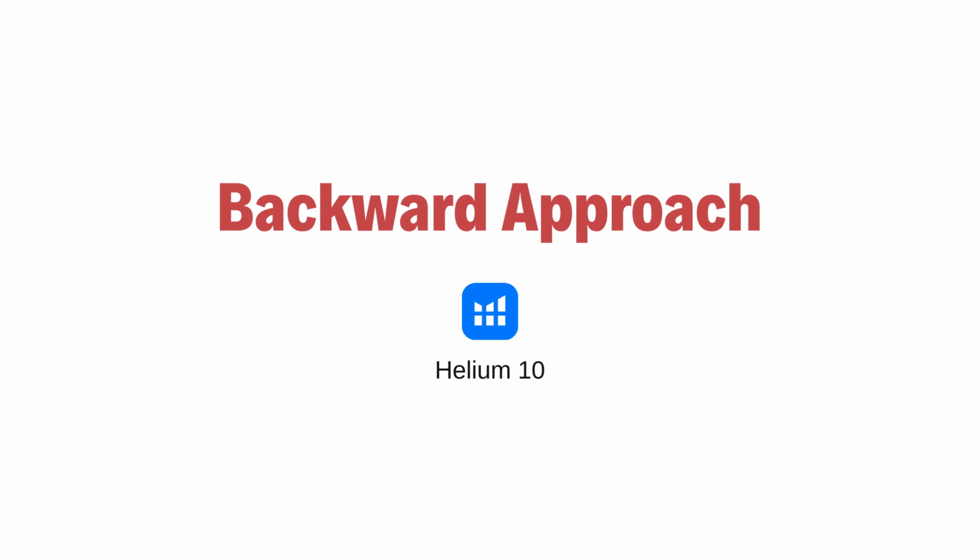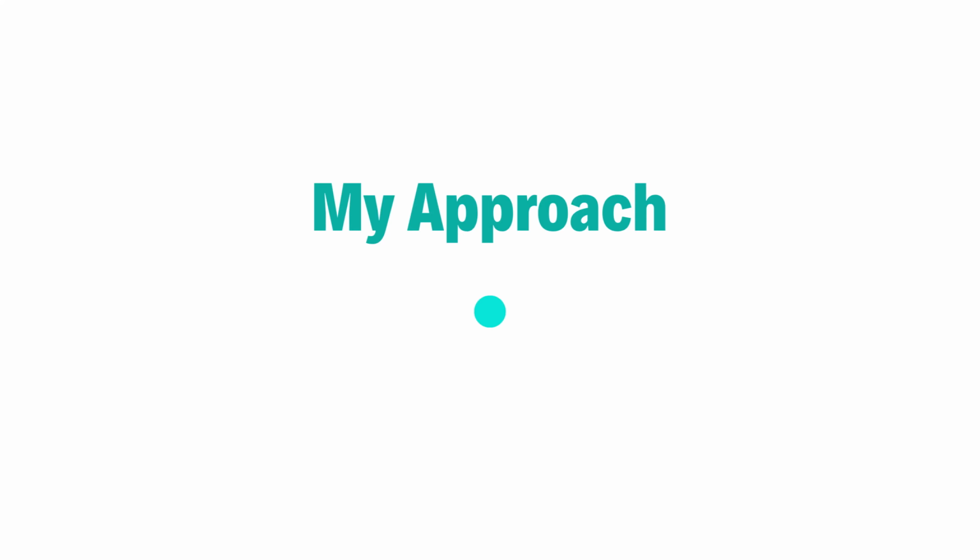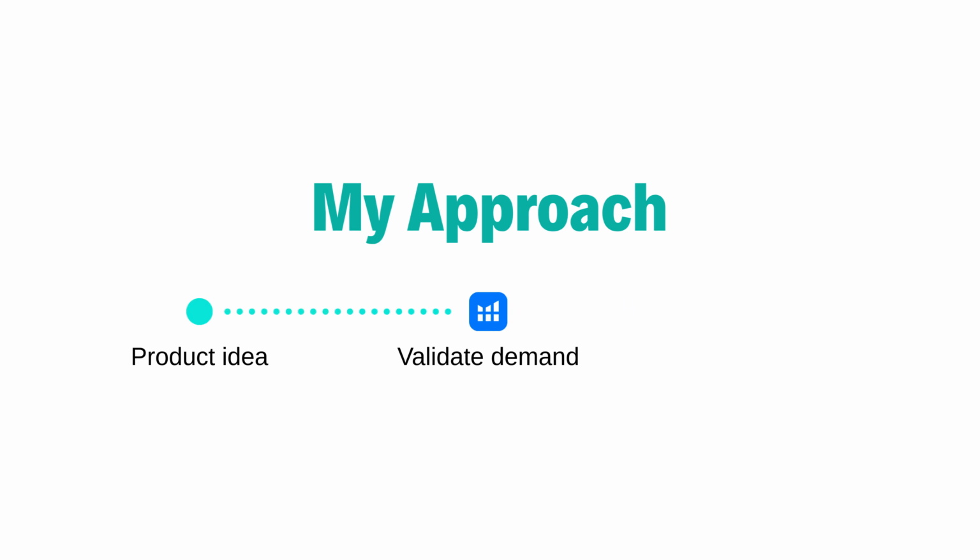Most people validate demand backward. They start on Helium 10, they find high search volume, and they try to design their product to meet it. That's just not how I do it. I start with a product idea, something I understand, and then I validate if there's enough demand in white space that my product could reasonably capture. And that's what we're gonna do today.